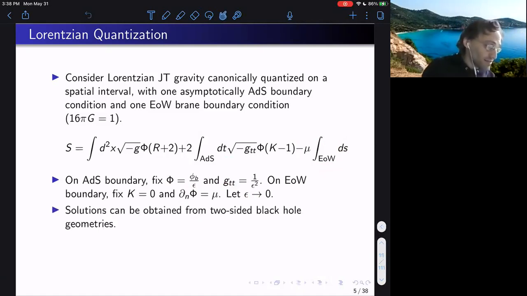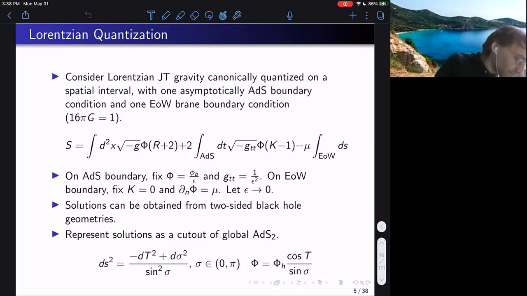Finding solutions to the equations of motion isn't too hard. We can just start with the more familiar two-sided black hole geometries, and then just put an end-of-the-world brane somewhere in the spacetime. It's convenient to represent solutions as a cutout of global AdS2. Here I've just specified the metric of global AdS2. And in a particular reference frame, the profile of the dilaton looks something like this, where phi_h is the horizon value of the dilaton.